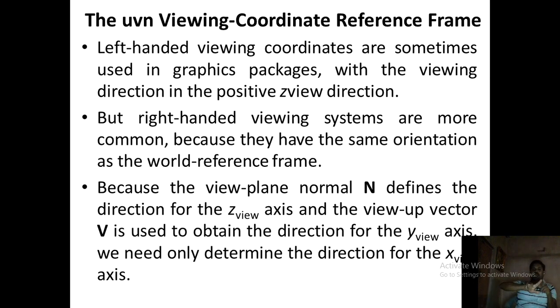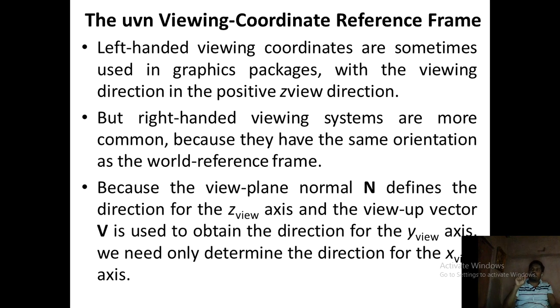But at the same time, if you are using the left hand system, the plus and minus will change. That's why we have to derive whether you want to use the right hand system or the left hand system. That's why left handed viewing coordinates are sometimes used in graphics packages with the viewing direction in the positive z direction. As I told, viewing direction is positive z if you are using the left hand system. But right hand viewing systems are more common because they have the same orientation as the world reference frame.